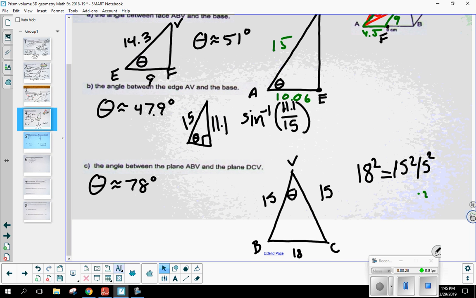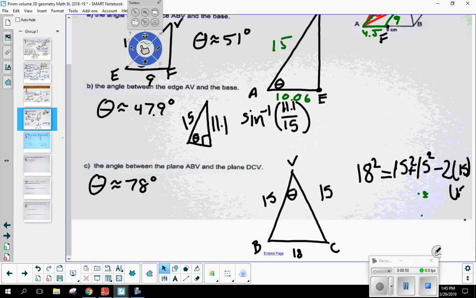We square those, and then we do what? So we have 15 squared, and there's something we do between them. We add those, and now we subtract, so you're right. 2 times 15 times another 15. Now we finish with what trig function? Remember, we're using the law of cosines. So then we end it with cosine of theta, because that's what we're trying to find. Very good.